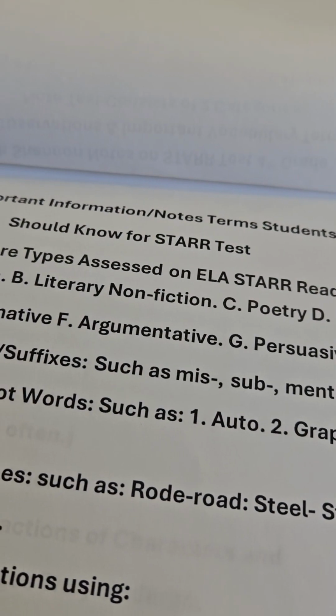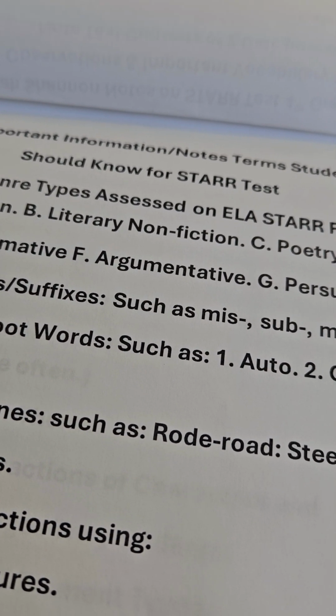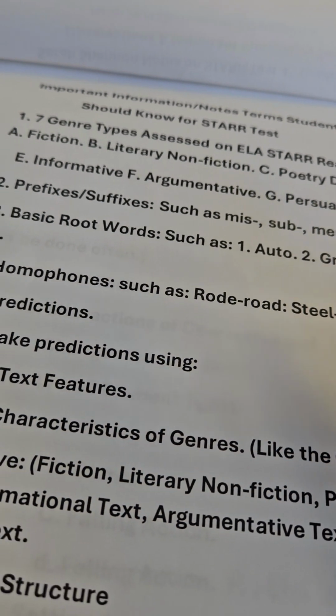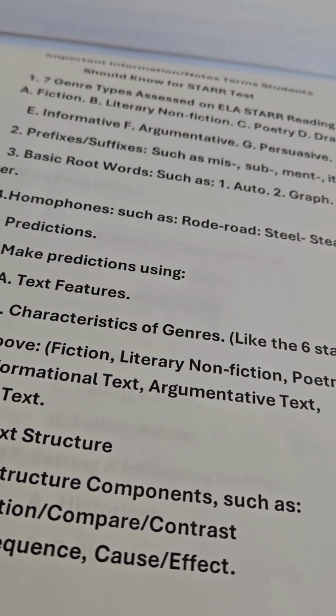So it's talking about how on the STAR there's 7 genre types tested and the different types. There's homophones and all that. I took a moment to analyze the STAR test, the 4th grade 2020, the one that was done last year, the release test. I just analyzed every single question type they're going to ask, and that's how I was able to summarize all this in this little thing.